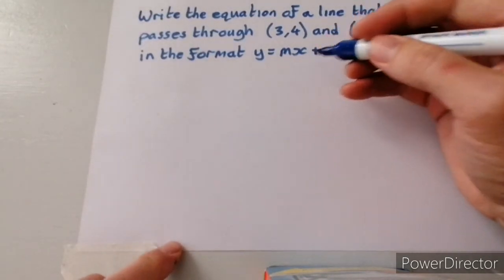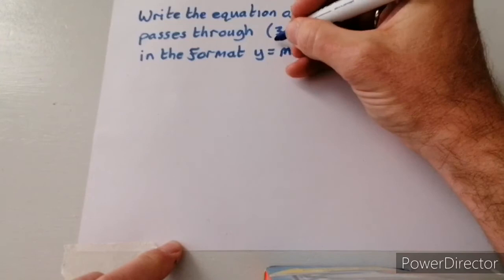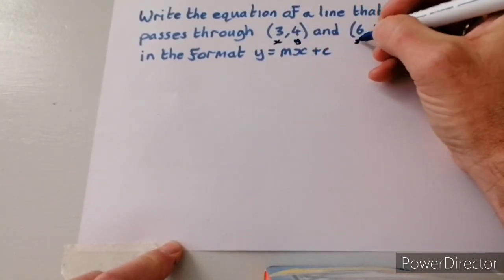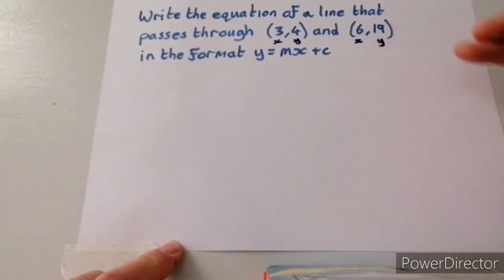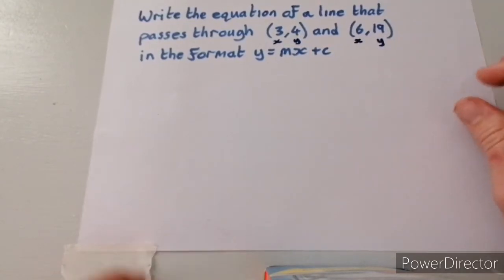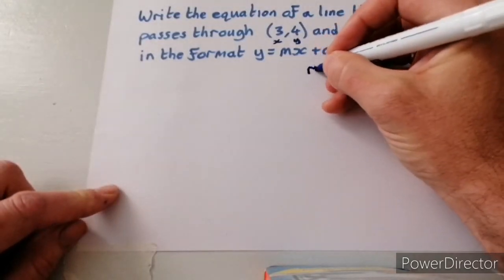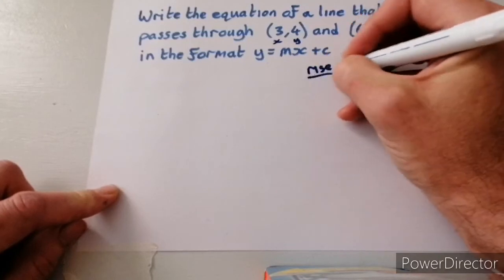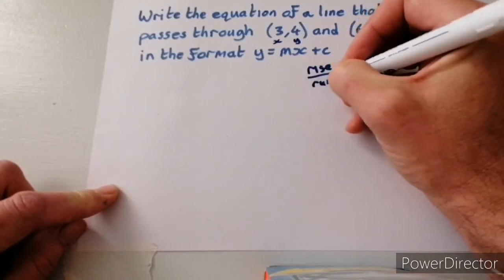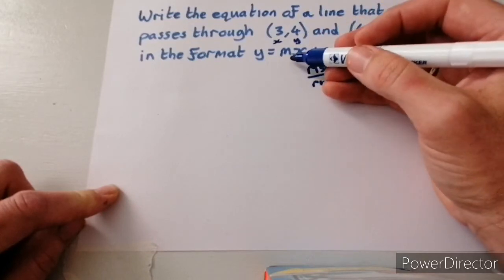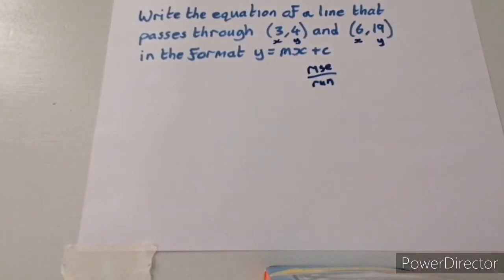Okay, so we've got our equation, we've got our coordinates here, and we know that that's an x coordinate, and that's a y coordinate, that's an x coordinate, and that's a y coordinate. When answering these questions, sometimes I write that underneath, it just stops me getting confused later on. So we want to work out rise over run, we want to work out the gradient of this line. We know it's in the format of y equals mx plus c. We know that m is the gradient, so that's what we can work out.